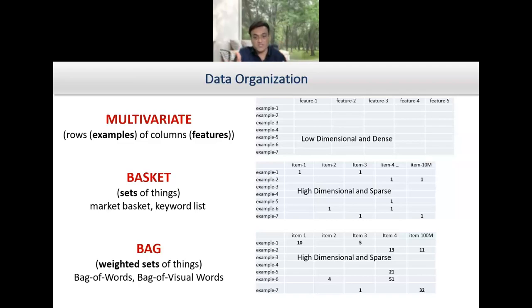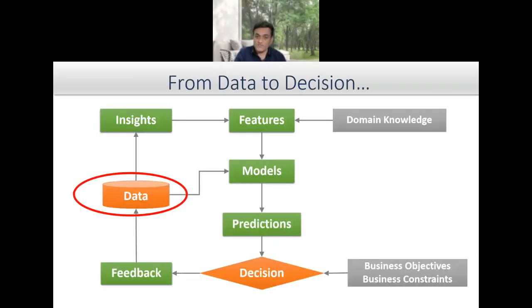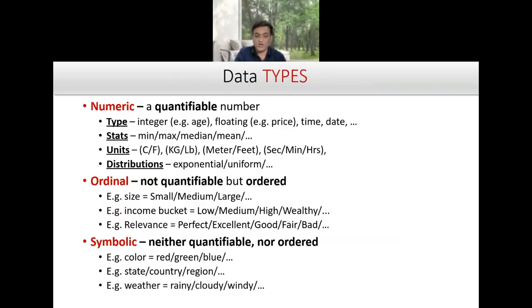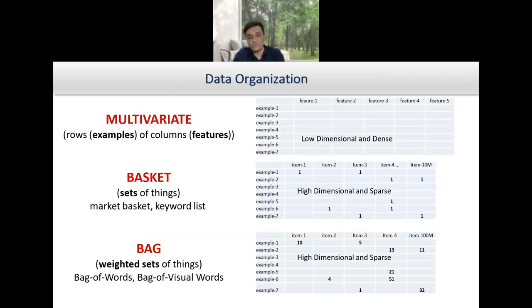So this is again an organization in a different way. It is highly dimensional and sparse. The previous one was also highly dimensional and sparse, but not dense. Again, this is also not a dense data set. Only in the case of multivariate data is it highly dense. So we saw different types of data, whether numerical, ordinal, symbolic, and in terms of organization of the data, it is multivariate, basket, bag. We have different sorts of data.